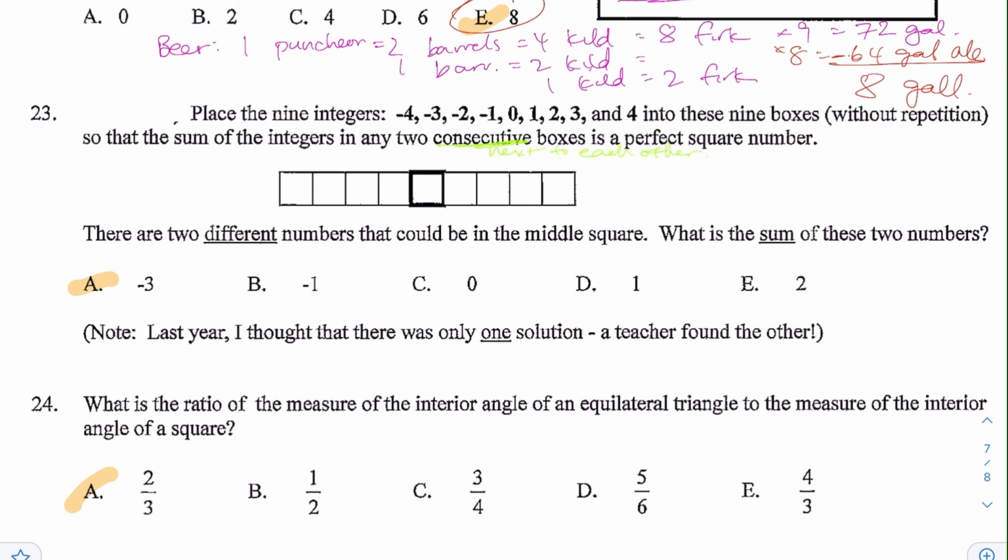So the only perfect squares that will be available are 0, 1, and 4. Because those are the only perfect squares. You can't have 9 because 5 and 4 is 9. You can't have a 5 in here. So you can only make 0, 1, and 4. So just start guessing and checking.